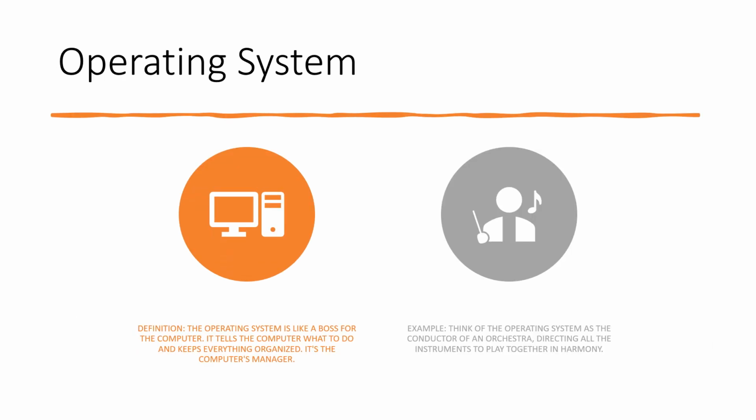The operating system is like a boss for the computer. It's in charge and tells the computer what to do, keeping everything organized. Imagine it as the conductor of an orchestra, directing all the instruments to play together in harmony. It's an essential part of the computer's world.